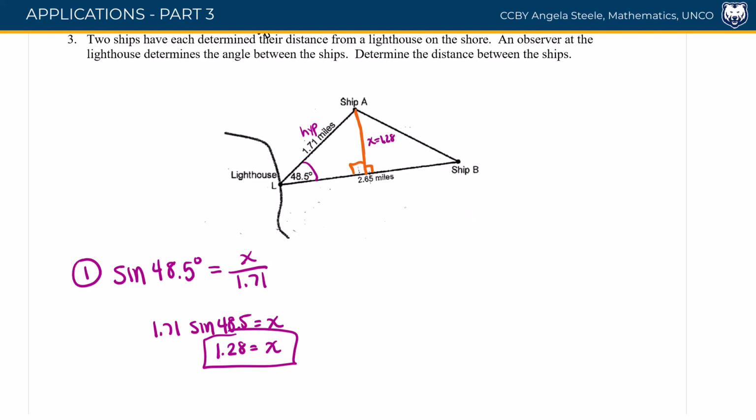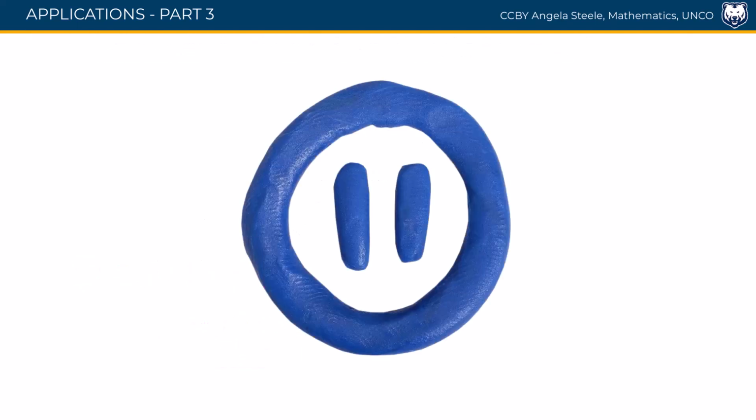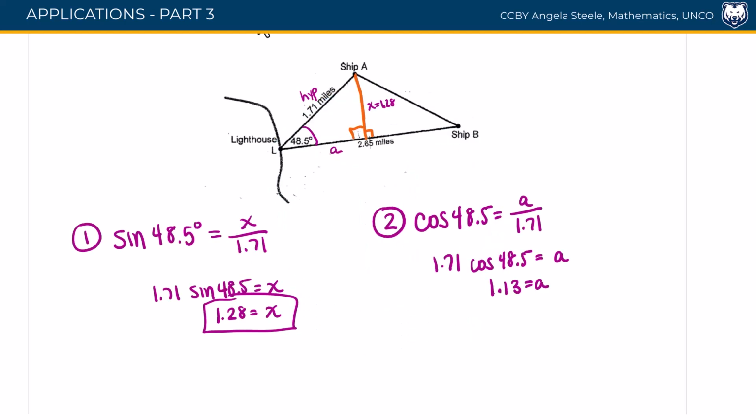Okay, I encourage you to again pause the video and try continuing to work on your own. Okay, another step that you could do is find the length between this lighthouse and where we drew the line. So it's finding, I labeled it A. If you labeled it a different letter, that's fine, but just finding that distance.